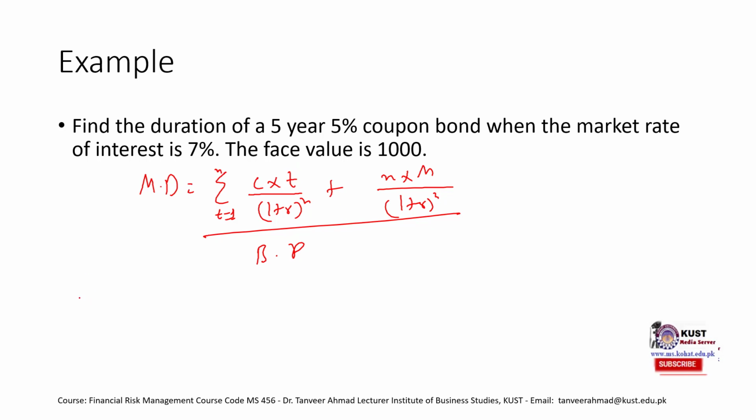So the cash flows are, so how many time periods do we have? So let's first solve this part of the equation. We need to multiply the coupon amount with each time period and then find the present value. So let's write the equation.